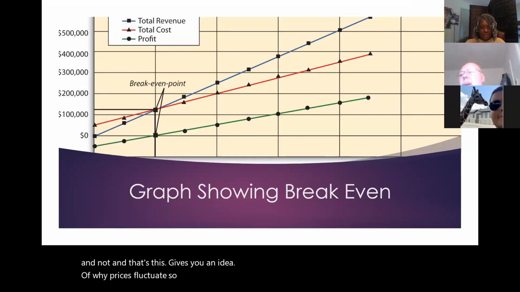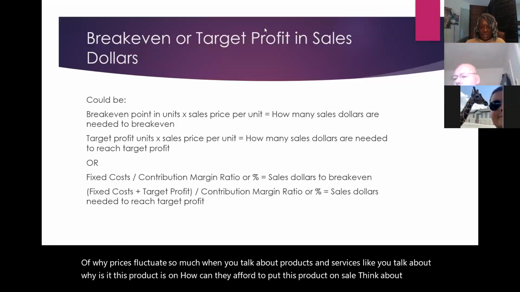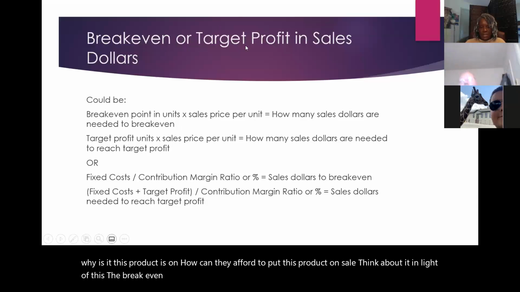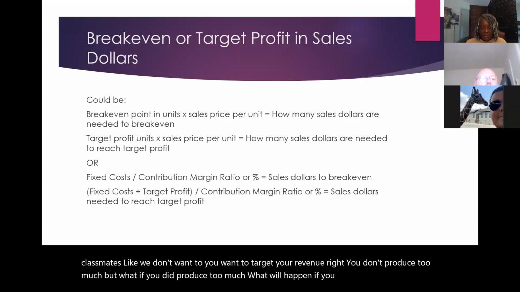When you're talking about products and services, like why is it that this product is on sale, how can they afford to put this product on sale? Think about it in light of this: the break even and then target profit. If they have excess inventory, as was noted by your classmates, you want to target your revenue, right? You don't want to produce too much. But what if you did produce too much? What would happen if you produce too much and you have excess idle inventory?